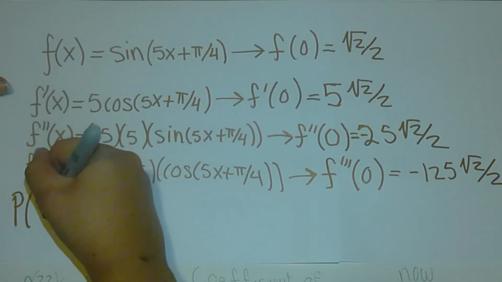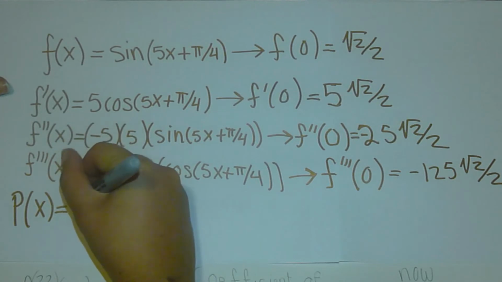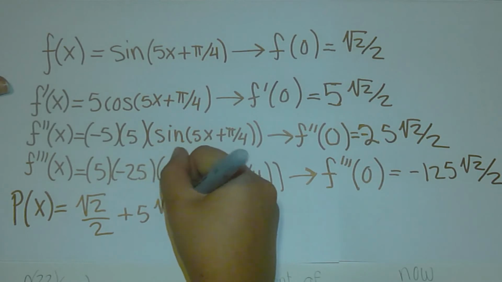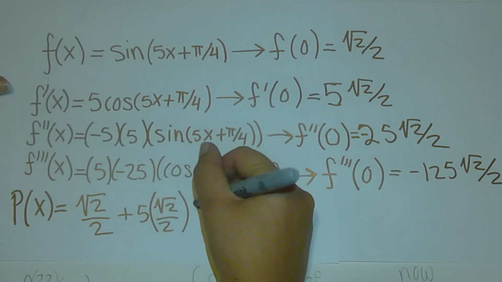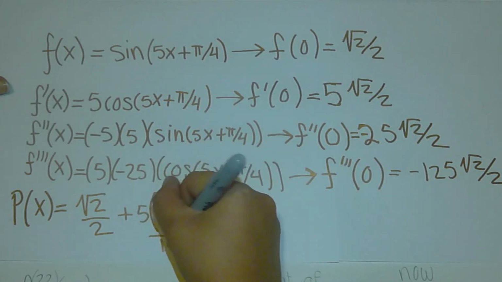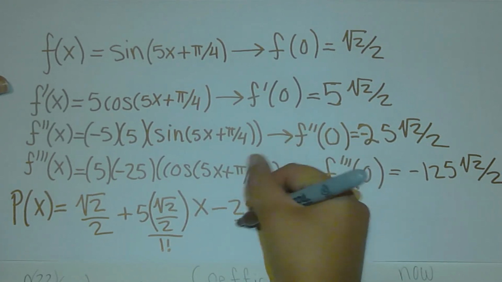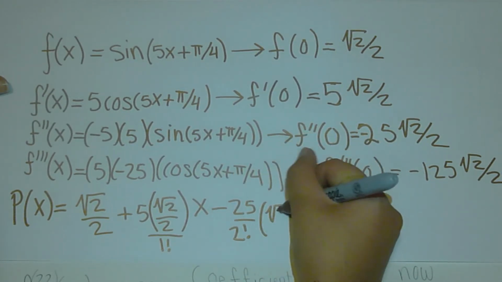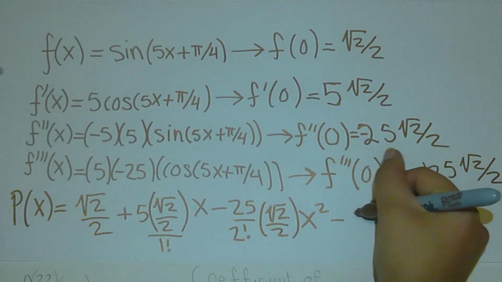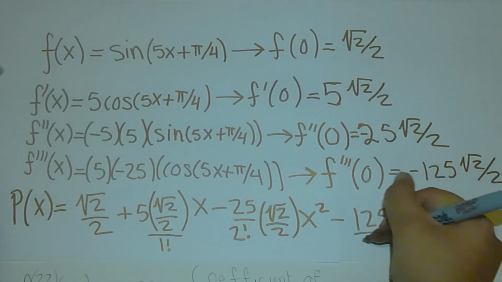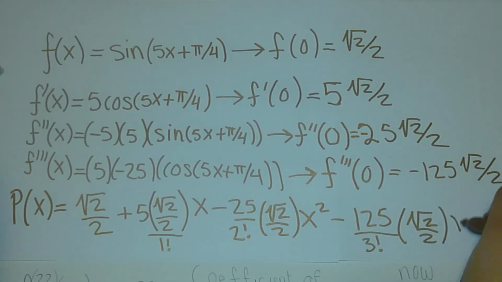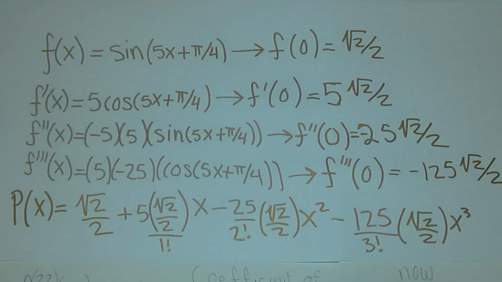So we have our p of x function, and the first term is going to be f of 0, which is the square root of 2 over 2. Then we're going to add 5 times the square root of 2 over 2 times x over 1 factorial as well. Then we're going to subtract 25 over 2 factorial times the square root of 2 over 2 times x squared. And then we're going to subtract 125 over 3 factorial times the square root of 2 over 2 times x cubed.